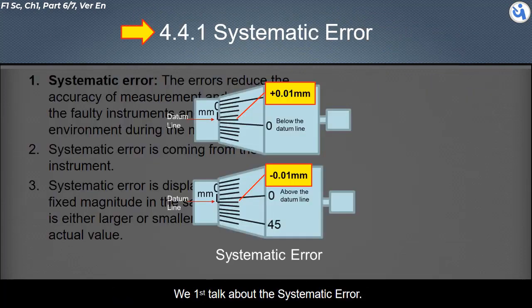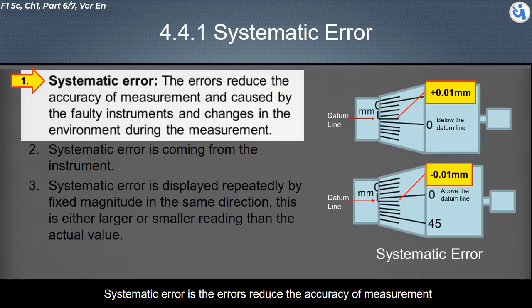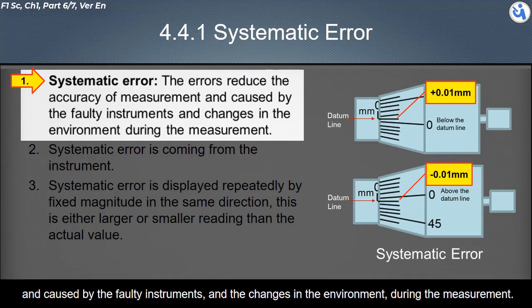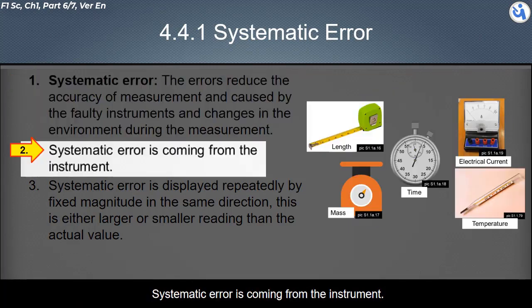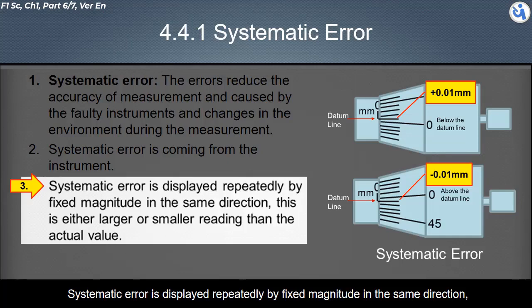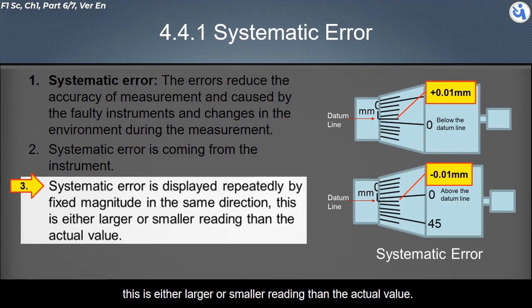We first talk about the systematic error. Systematic error is the error that reduces the accuracy of measurement and is caused by faulty instruments and changes in the environment during the measurement. Systematic error comes from the instrument. It is displayed repeatedly by a fixed magnitude in the same direction. This is either a larger or smaller reading than the actual value.